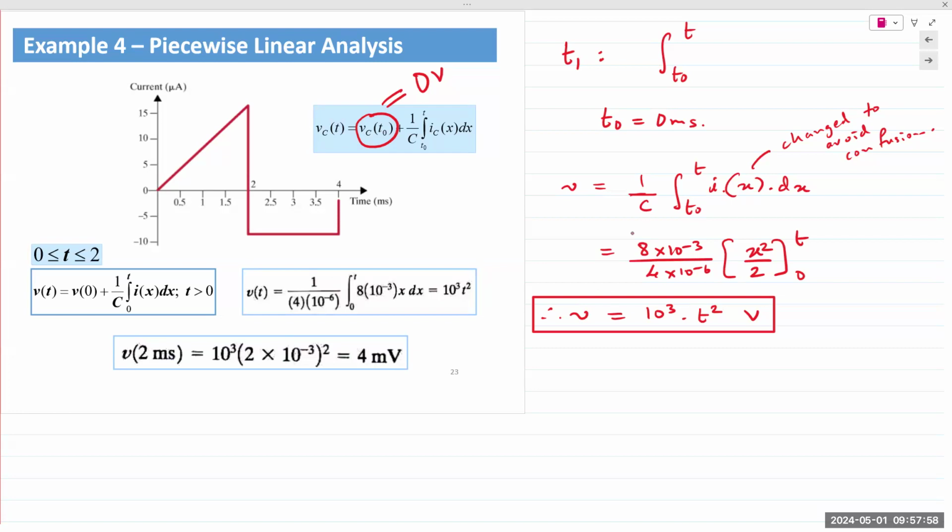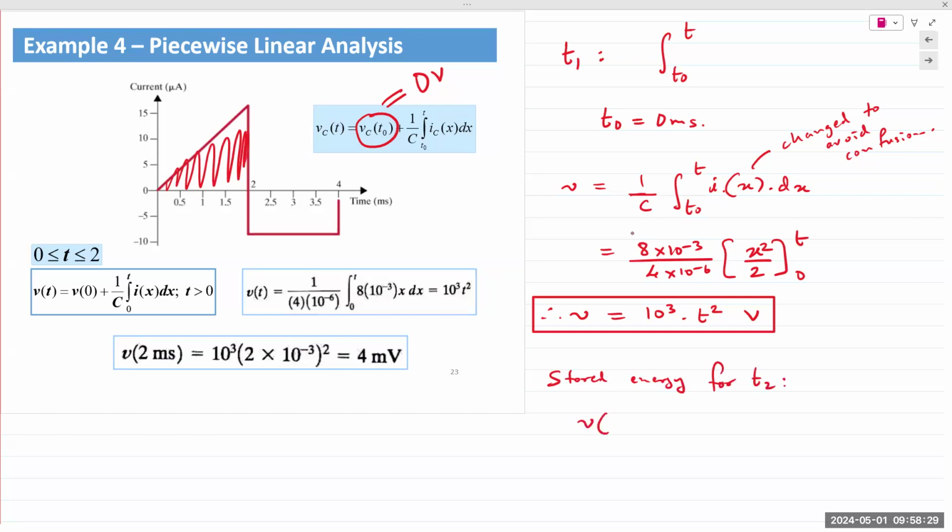So now we go to the second time period. But when we get to the second time period, meaning when we get to here, 2 milliseconds, the capacitor has stored energy from the first time period. So what is that energy? What is the value of that stored voltage? We can obtain that by plugging in stored energy for T2.